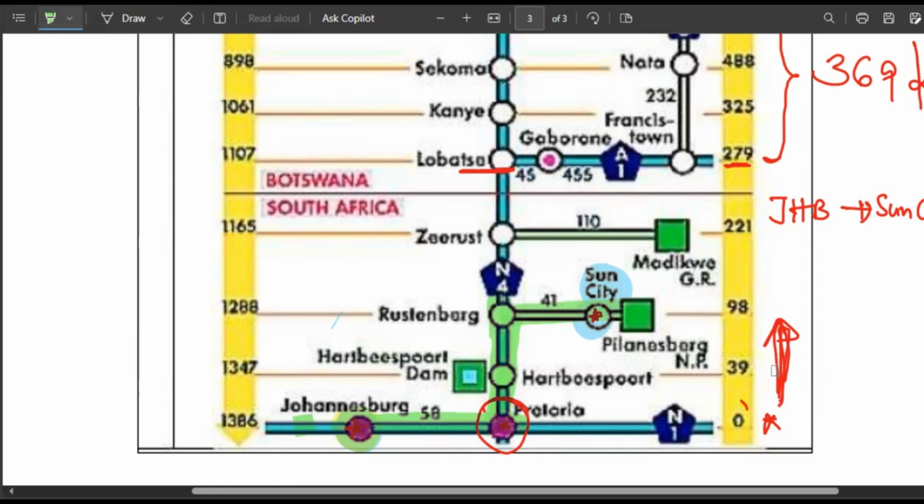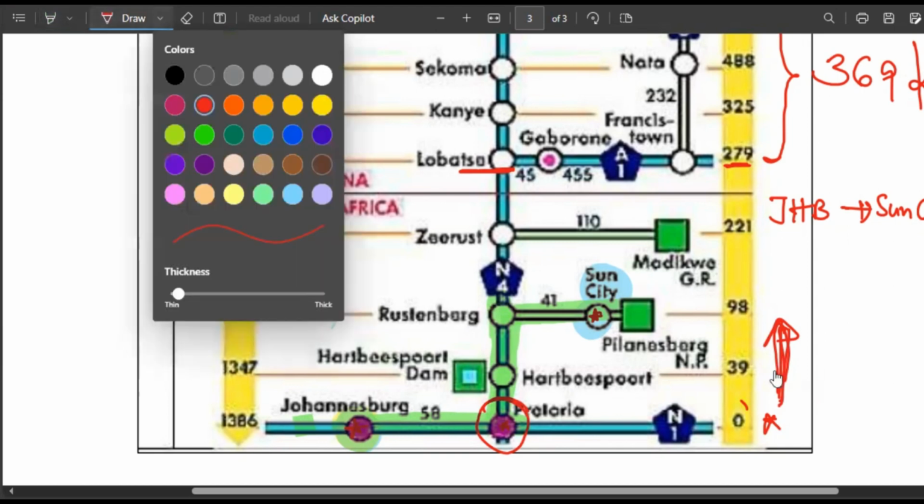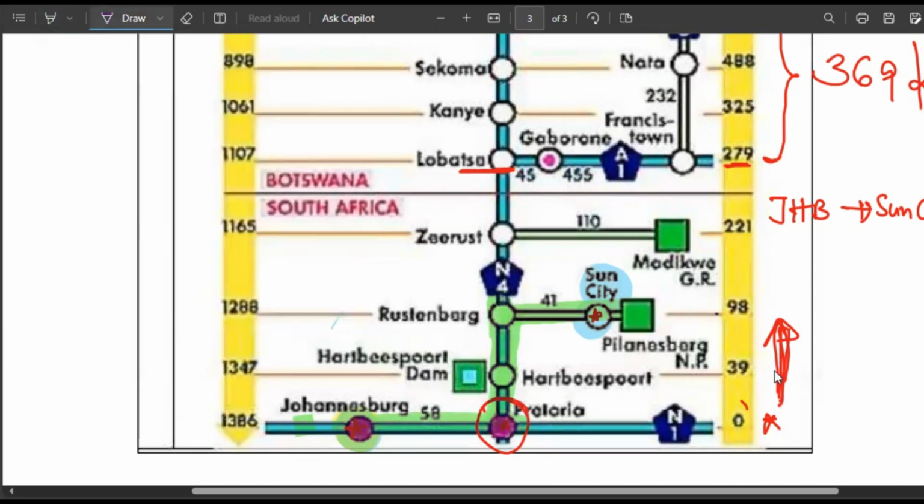So how shall we get this distance? First and foremost, we are saying Johannesburg, someone goes to Pretoria. From Pretoria, the person goes to Rustenburg. From Rustenburg, the person goes to Sun City. So what's the distance between Johannesburg and Pretoria? The distance will be this.